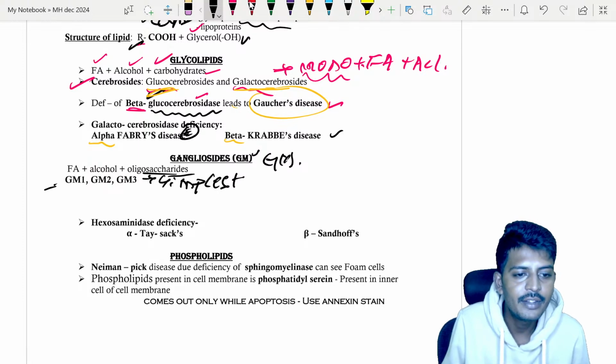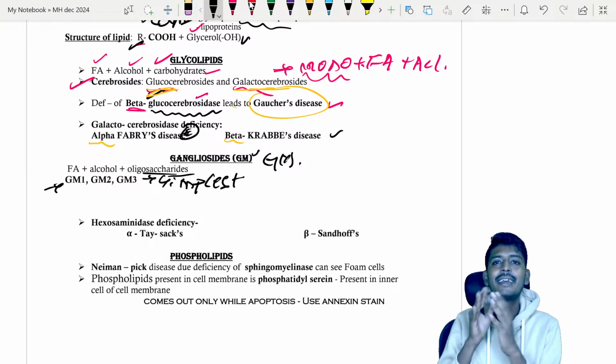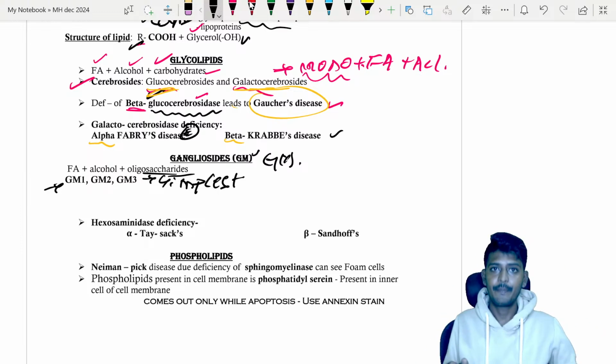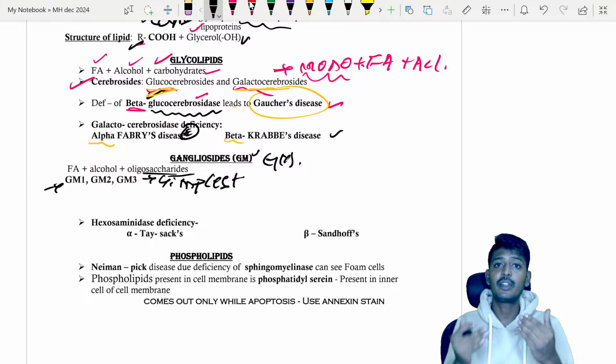GM1 ganglioside. What is the role of the GM1 ganglioside? All the gangliosides, as I'm telling once again, listen to me: at the experimental level, they are applied in the treatment of cancer. A lot of research is going on. But in the body, they have a membrane function. For the better functioning of the cell membrane, we require ganglioside.